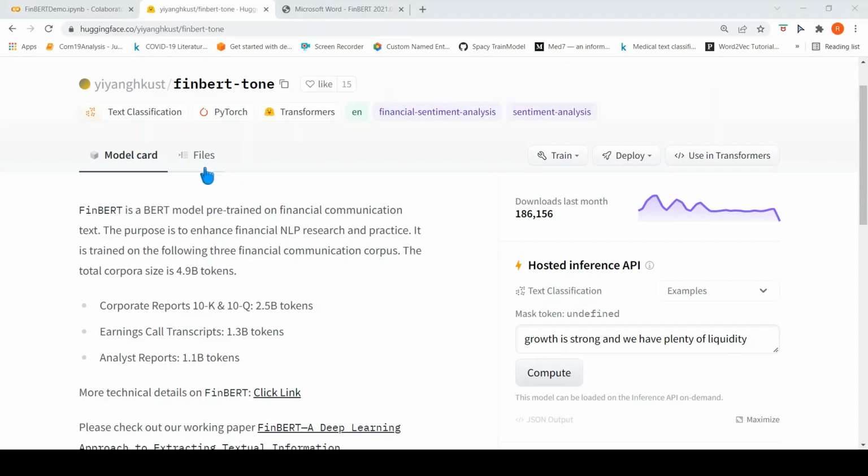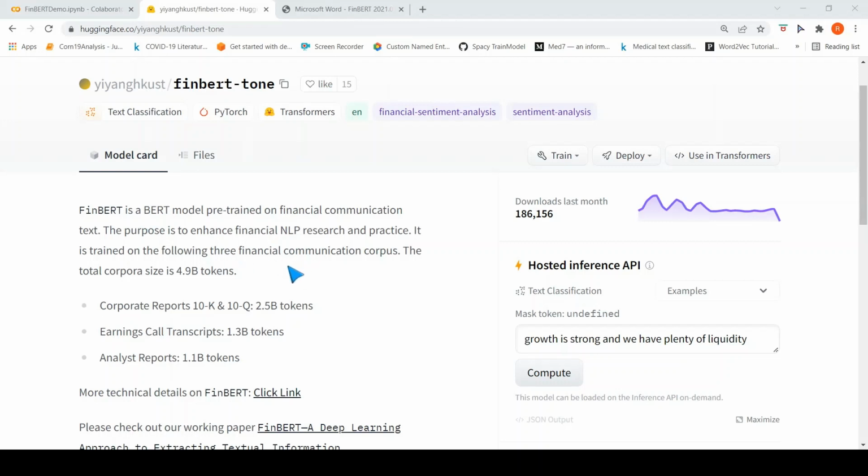In this video, let's look at FinBERT. So what is FinBERT? FinBERT is a BERT model pre-trained on financial communication text. The purpose is to enhance financial NLP research and practice. Okay, so let's look at a demo of FinBERT.